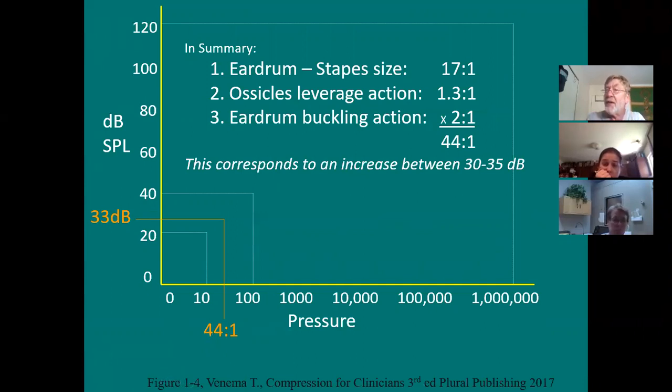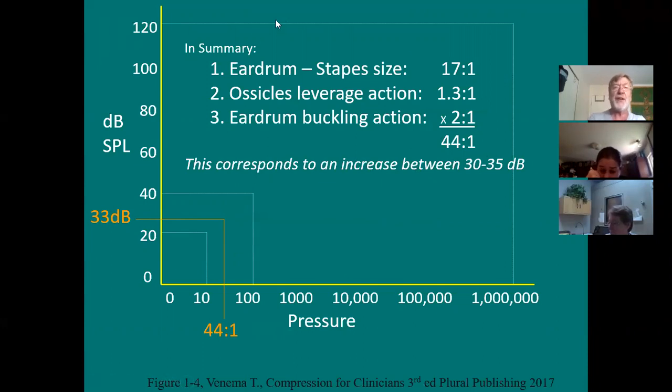The middle ear increases the pressure by 44 to 1. So that's somewhere between 10 and 100, isn't it? 44 sits somewhere between 10 and 100. So the pressure increase we're going to get, if you did the math, which we won't, is around 30 to 35 dB. About. So the middle ear increases the sound pressure by about 30 to 35 dB. Why? Because it gives a pressure increase of 44 to 1, which corresponds to a 30 to 35 decibel increase.